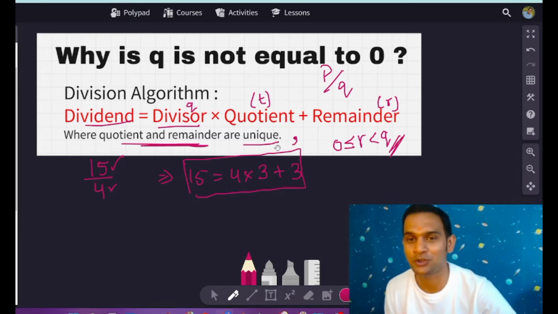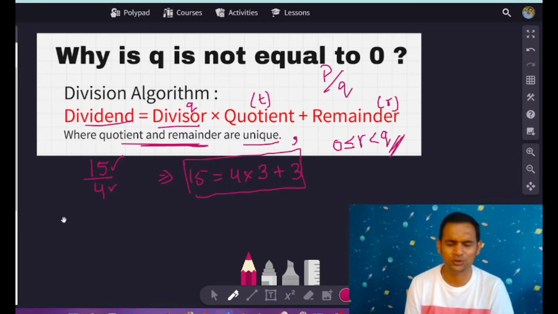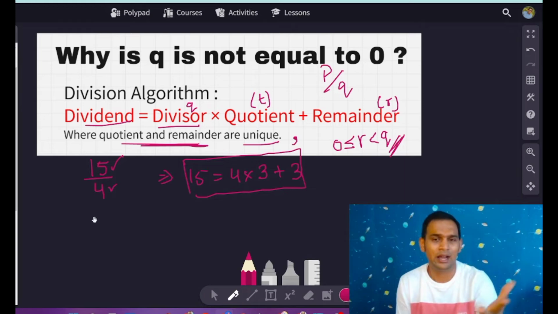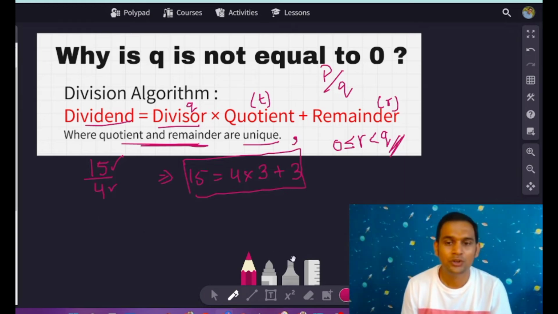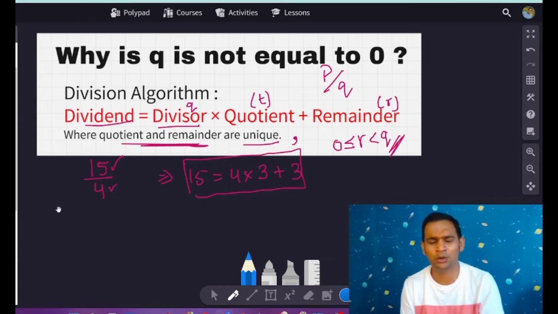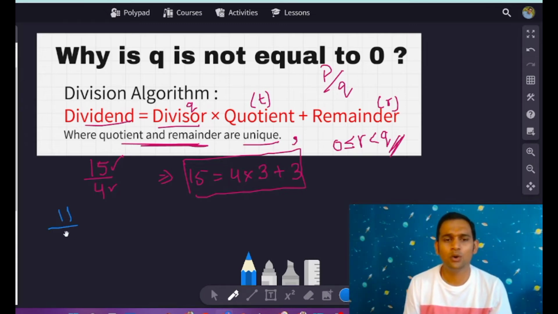Now we will focus on why Q is not equal to 0. Let's understand. For the time being, we'll take the remainder as 0, to make it easier to understand. So the remainder is 0 and the divisor is 0. Let's take a number, you can tell any number. Okay, 11. So 11 over 0.